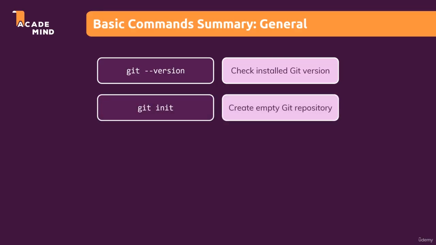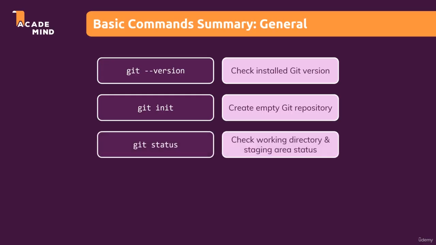We also had a look at git init, which allows us to create an empty Git repository, so to basically create our Git managed project with the combination of the working directory and the repository containing our staging area and the actual commits. We also learned that we can use the git status command to check our working directory and the staging area status.